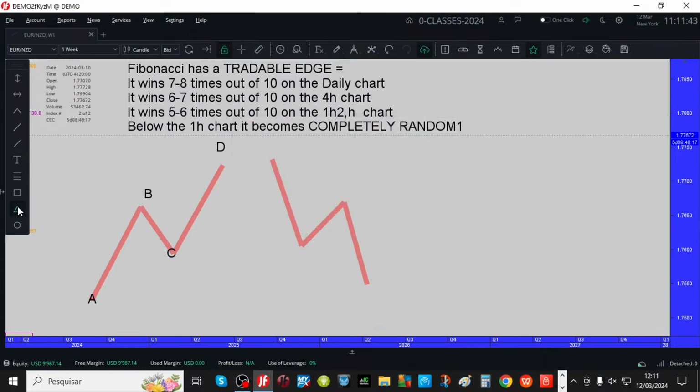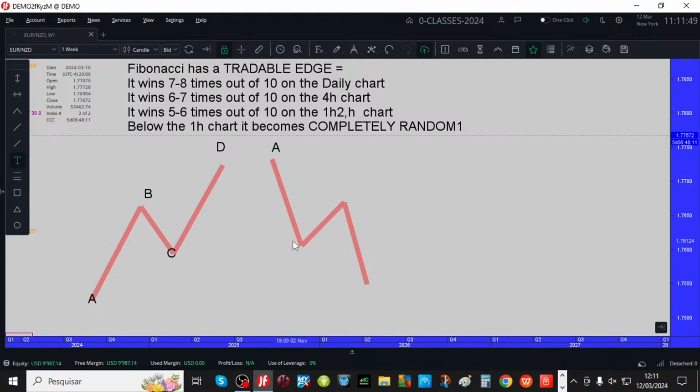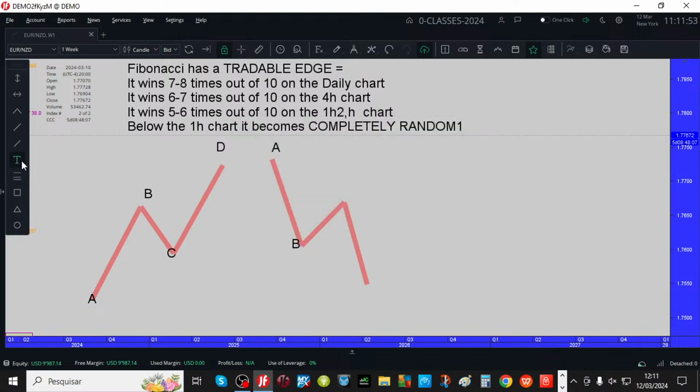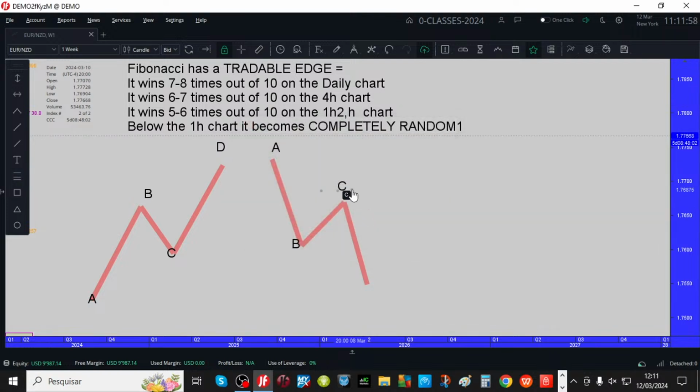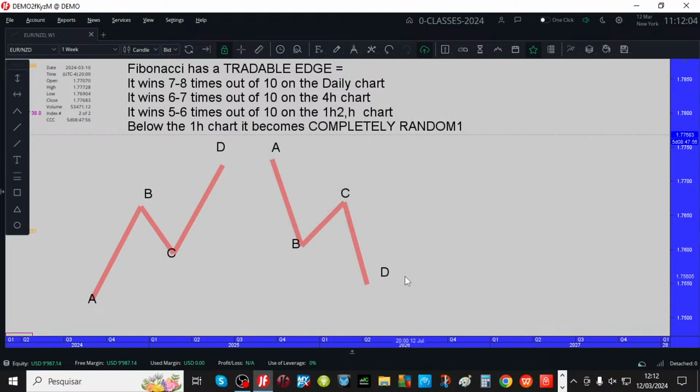In the down Fibonacci swing, we have the same. We have the A, it's up in here. We have the B, down in here. We have the C, up in here, and then we have the D. A, B, C, D, right? Any questions so far?